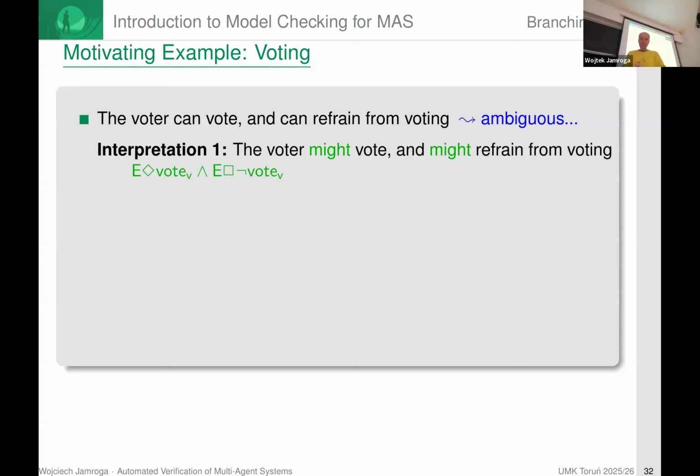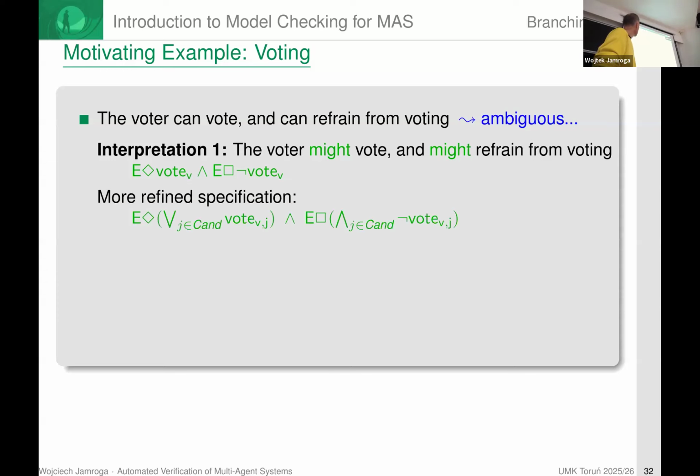Okay, so this kind of flavor of the requirement can be encoded in CTL. A possibly more refined specification: there is a path such that eventually V has voted for some candidate J, and there is a path such that always none of that is the case. So V never votes for any candidate from the given set of candidates.